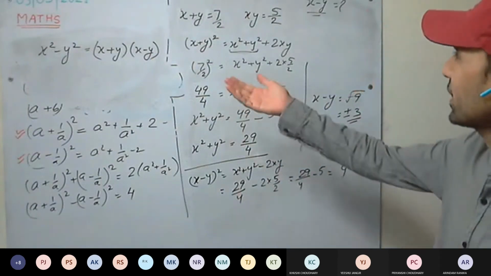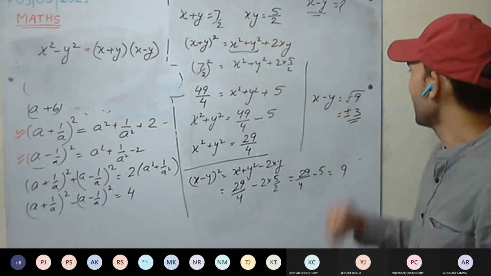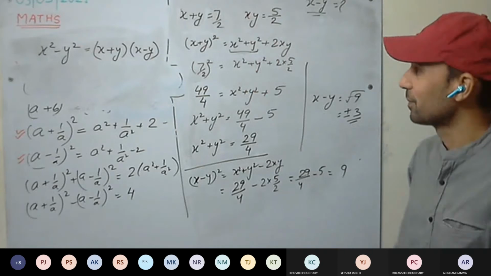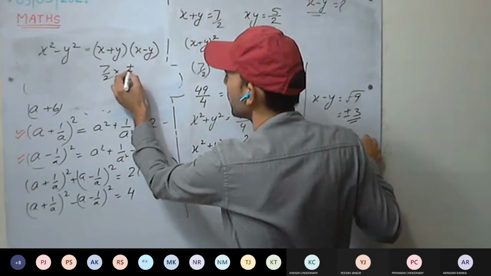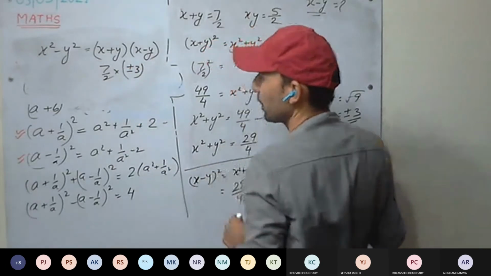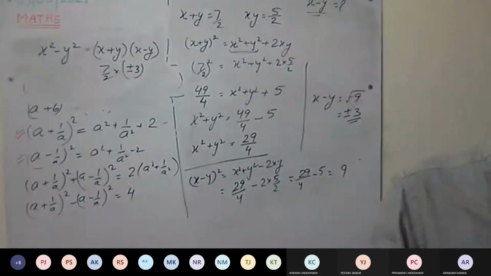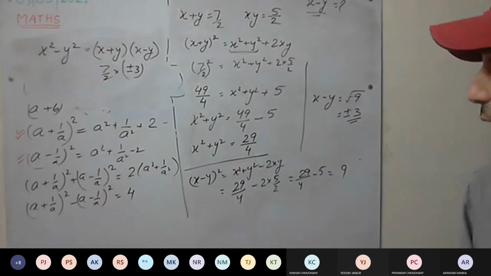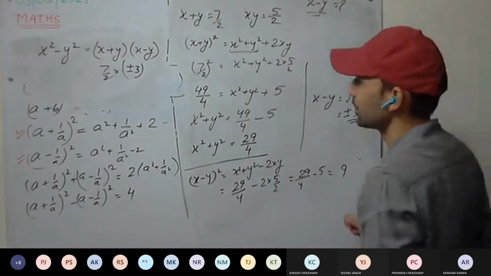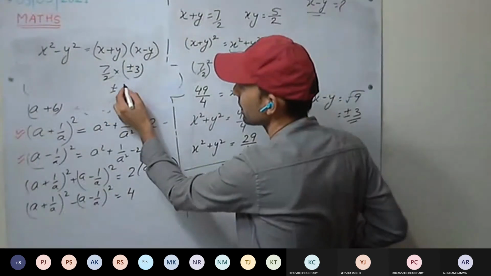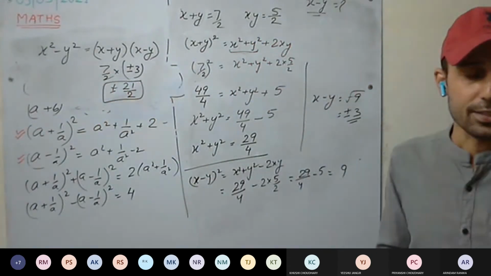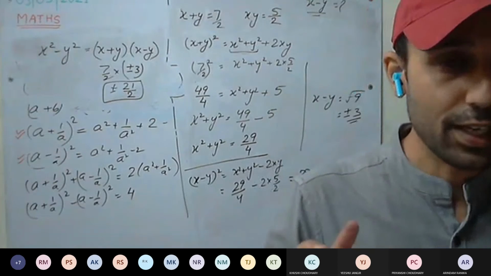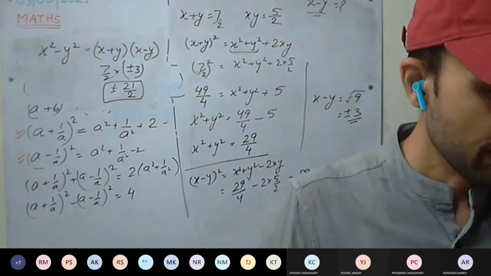So solve this one. This is very easy. Just put the value 7 by 2 and here plus minus 3. So how much are you getting? 7 by 2 into plus minus 3. How much will it be? How much are you getting? Plus minus 21 upon 2. Understood this question? Anyone having doubt? Anyone having doubt?